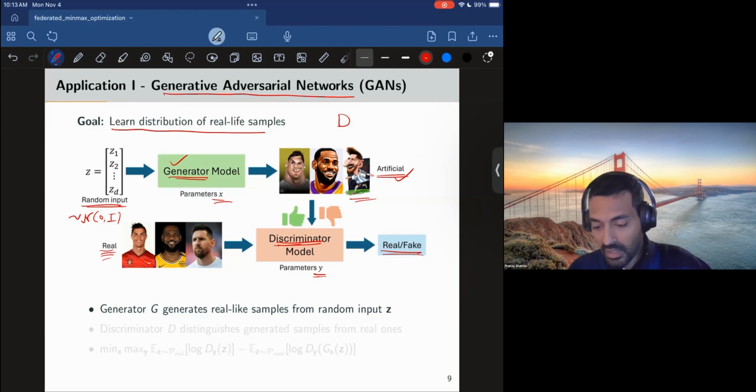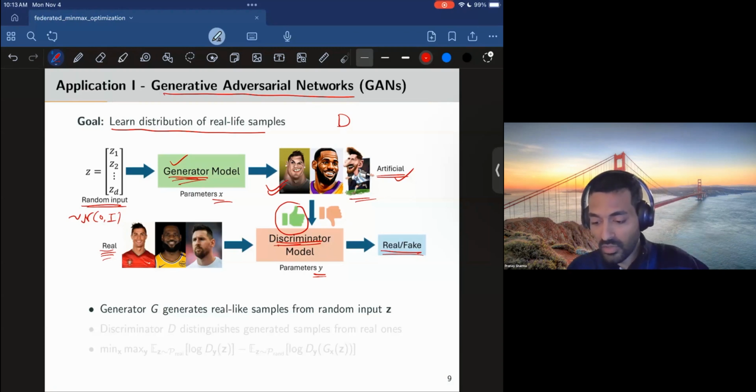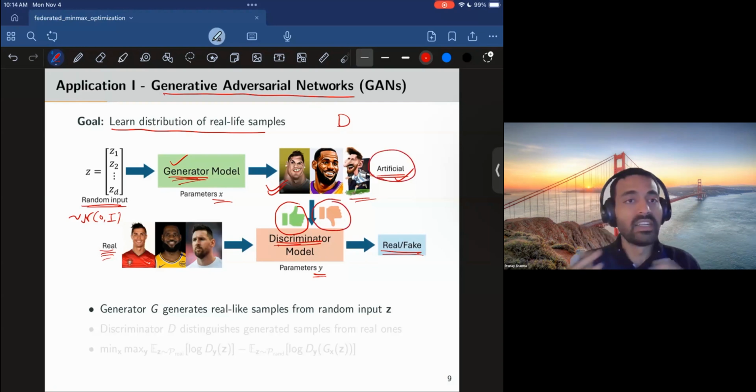As you can imagine, the generator would want whatever images it has generated to get a high score from the discriminator, meaning the discriminator should classify them as real images. If that happens, then the generator would have fooled the discriminator, right? On the other hand, the discriminator would want to identify accurately which are real images and which are artificial images. So for the images created by the generator, the discriminator would want to identify them as fake, right?